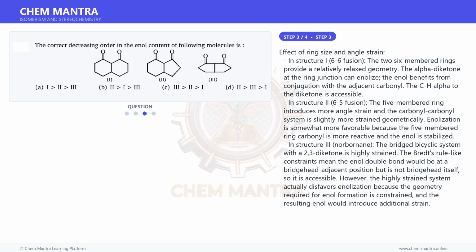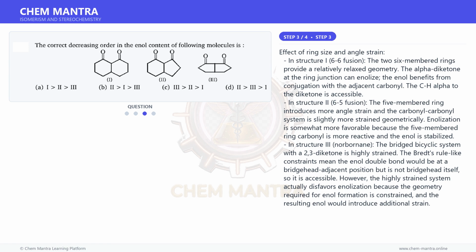In structure 2, 6-5 fusion, the 5-membered ring introduces more angle strain and the carbonyl-carbonyl system is slightly more strained geometrically. Enolization is somewhat more favorable because the 5-membered ring carbonyl is more reactive and the enol is stabilized.